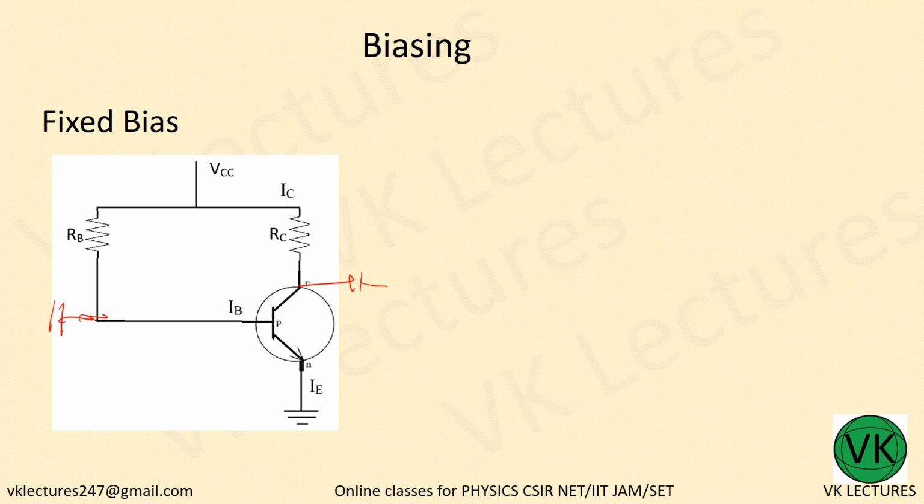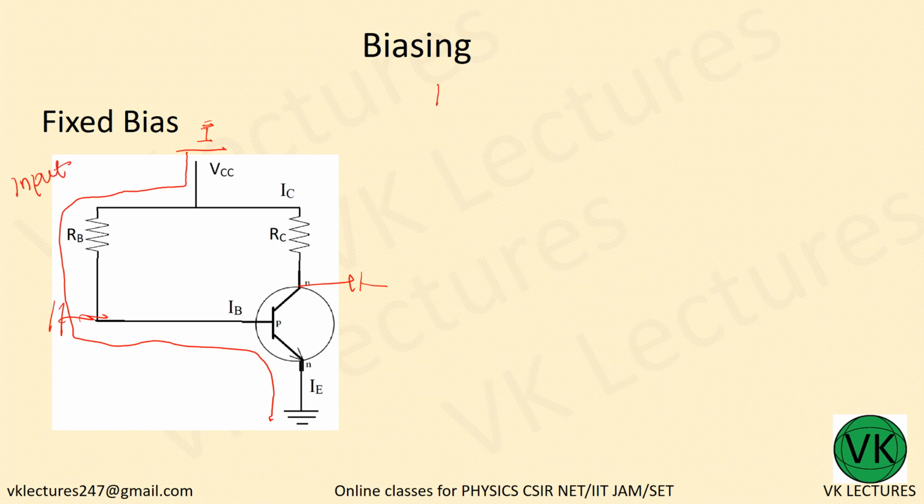Now let us apply KVL to the input. What is the input? You start from this point and this is your input, because this is the positive side and the negative side will again get connected to the ground, and this is also connected to ground. So this becomes the input side of the transistor or the circuit. So here you have input.